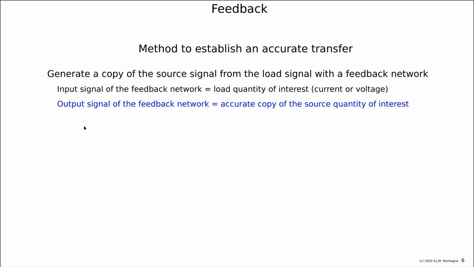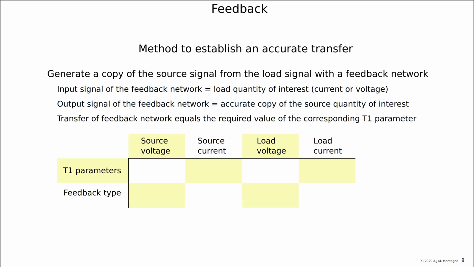So the output signal of the feedback network is the accurate copy that we want to have of the signal source of interest. So let's make an overview of what kind of amplifiers you can build. I just made a very small matrix to show you this overview. We have a source type that can be voltage or current, and we have a load type that can be voltage or current or both.